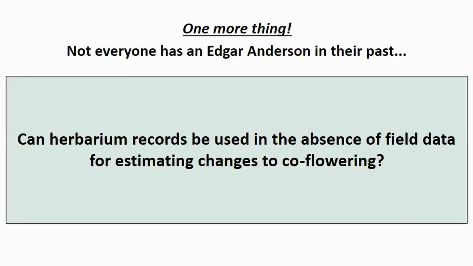All right, and now I'd like to circle back to the utility of the herbarium records that I added to this data set. So the utility of those herbarium records lies in the fact that not everyone is lucky enough to have an Edgar Anderson in their past. In other words, it is very rare to have historic data sets of flowering records at the community level. And thus, I was interested in whether herbarium records could be used in the absence of historic field collected flowering data to provide robust estimates of how co-flowering has changed across the past century.